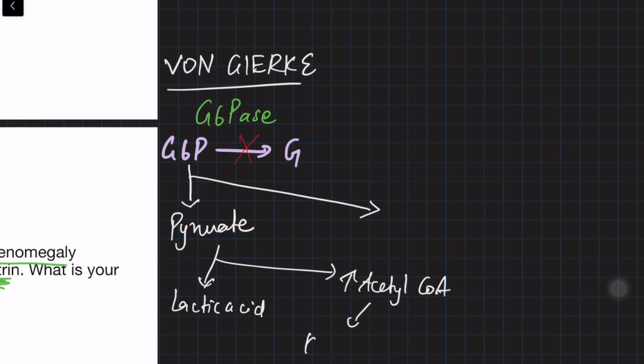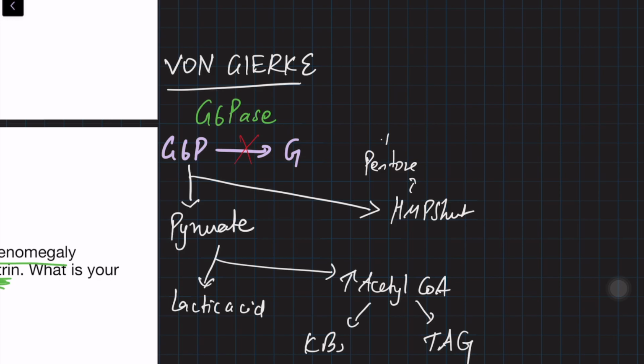This acetyl CoA can form ketone bodies and triacylglycerols. Okay. What about the other fate? It can enter into the HMP shunt pathway, leading to the formation of pentose sugar, which in turn forms uric acid. So this is how the presentation occurs.